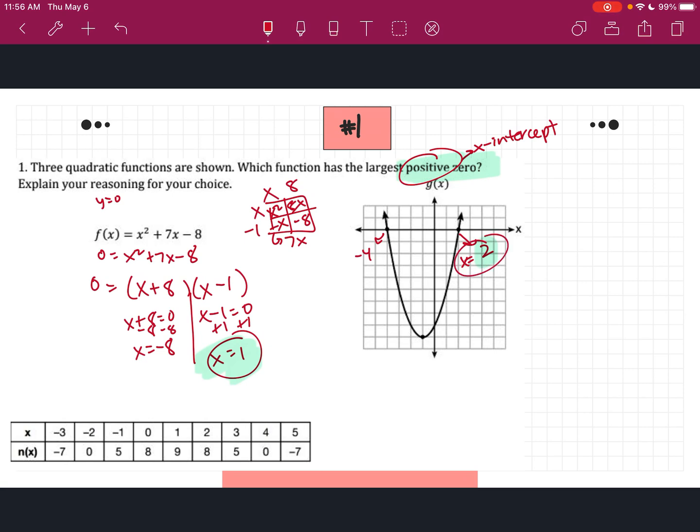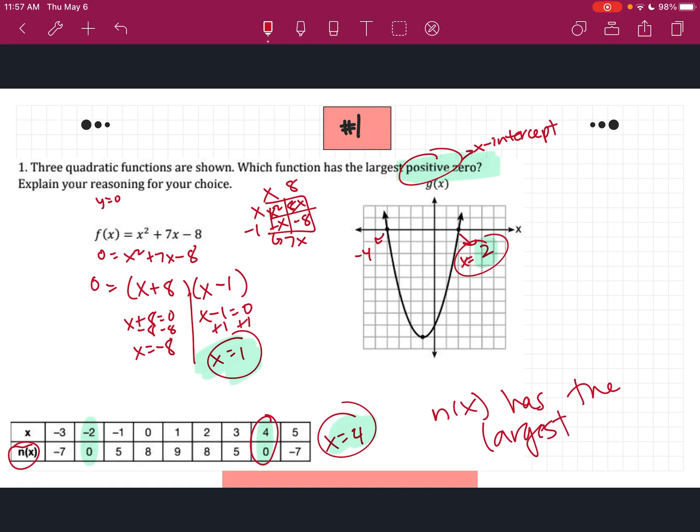Now in the table, all you need to do is look for where y is 0. So y is 0 here and here. So that means my graph is crossing at negative 2 and 4 on the x-axis. So my positive 0 is 4. So whichever one is the largest is going to be my answer. And here we can see that we have 1, 2, and 4. So the table, n of x, has the largest positive 0 because of those reasons we just said.